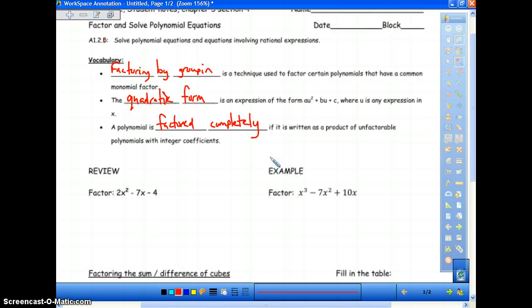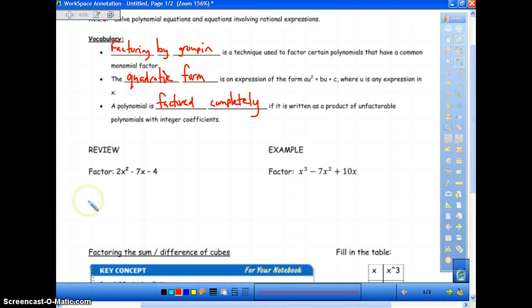So let's review real quick how to factor a quadratic. And I'm going to run through this very quickly. When we're factoring, I know that we struggled on this a little bit in chapter 4, but when we're factoring, we always look at this front term.